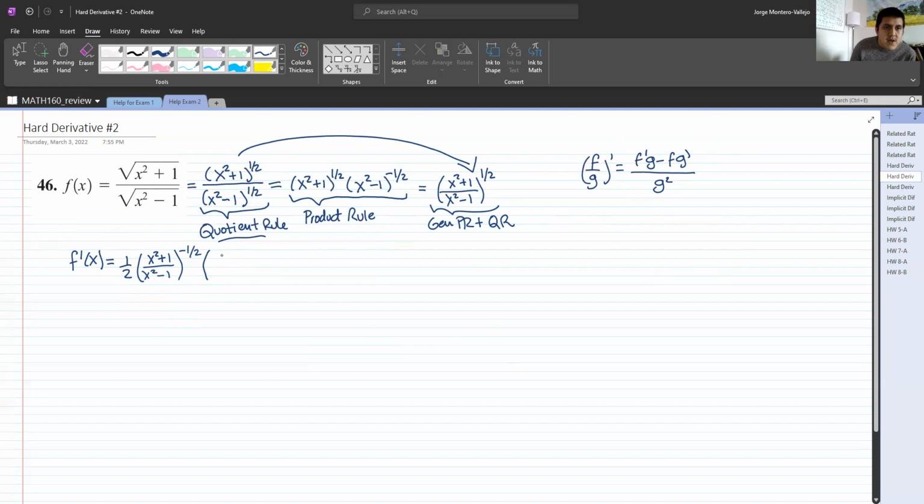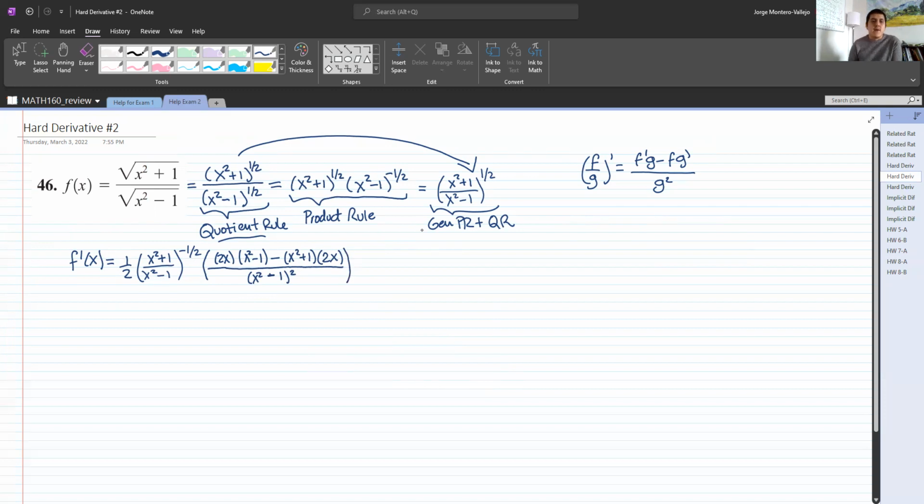So here, derivative of x squared plus 1, that's 2x, times the second one without derivative, so x squared minus 1, then minus, I need to do now the first one without derivative, times the derivative of the second one, so 2x again, right? Derivative of x squared minus 1 is 2x. And then all of that divided by x squared minus 1 raised to the second power, right? Second one is squared, g squared.